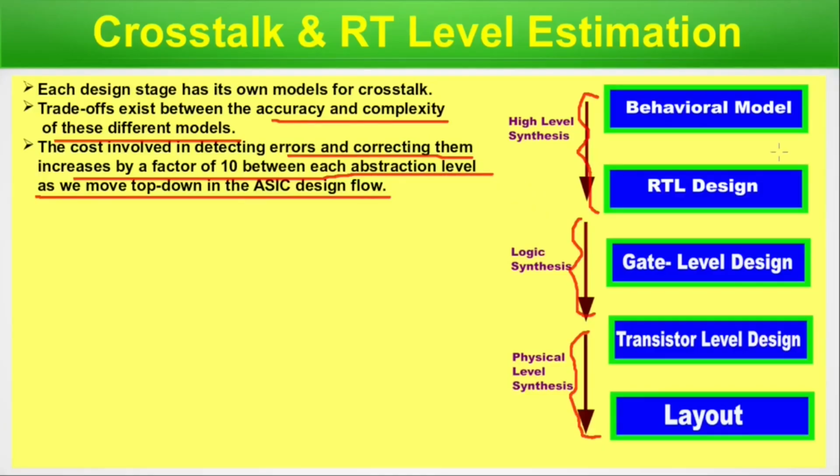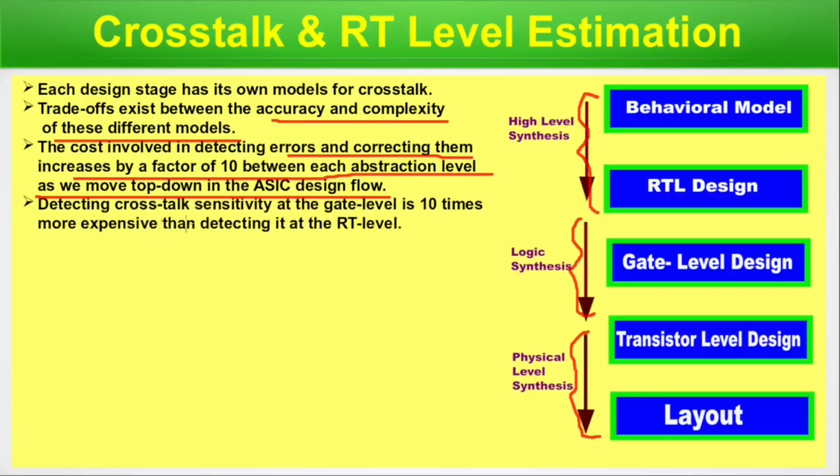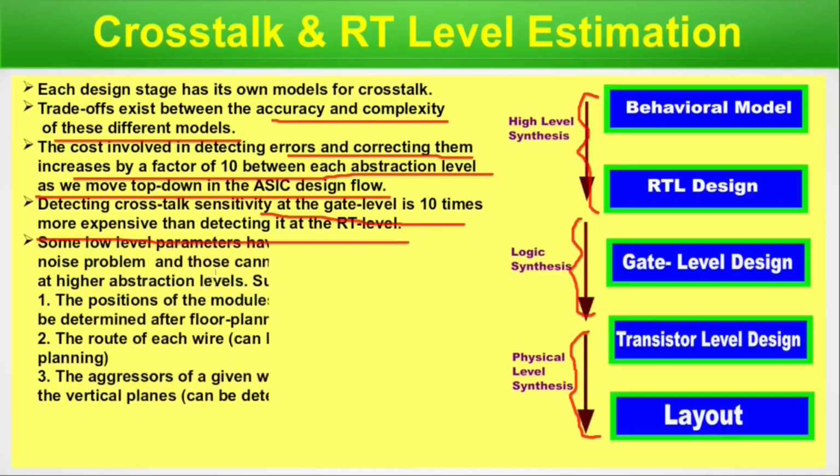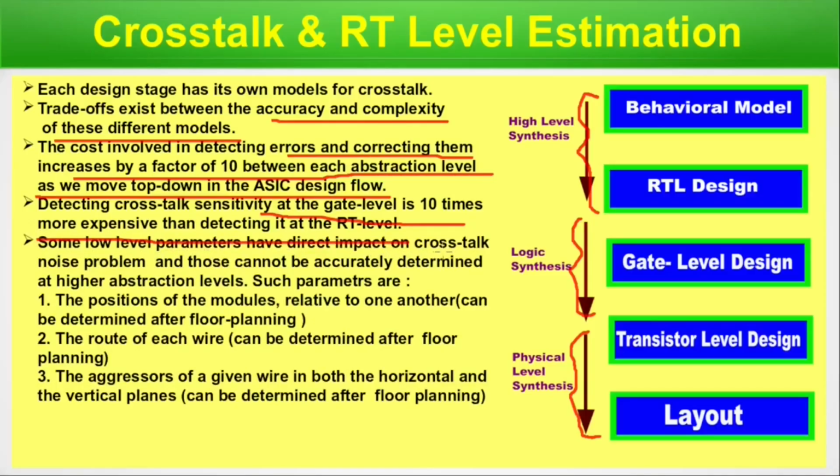So if we can detect any error, or apply a correction method, at a higher abstraction level, then it's less expensive. Detecting crosstalk sensitivity at gate level is 10 times more expensive than detecting at RT level. Some parameters have direct impact on the crosstalk noise problem, and those cannot be accurately determined at a higher abstraction level. Such parameters are: the position of modules relative to one another can be determined after floor planning. So we cannot assume it at behavioral level. Only from floor planning can we assume that.